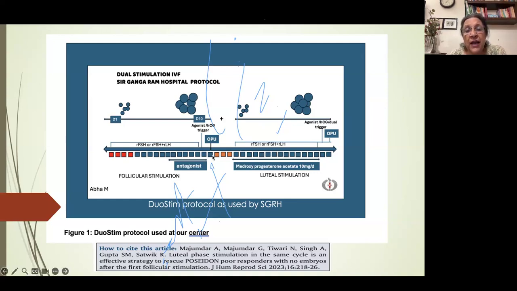And once OPU is done, we used to give 3 blank days and then start the second cycle. But we started medroxyprogesterone after 2 days only, so that there could be no drop in progesterone during the luteal phase.